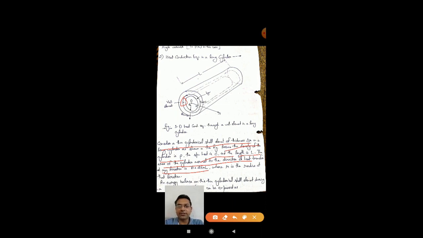Now students, as discussed earlier and stressed from my side also, heat transfer is always normal to the surface. So in this case the heat transfer will be as shown in the diagram. You can see that it is normal to the surface, and therefore the heat transfer area will be 2 pi r, the circumference, into length. So this is the total area from which heat is transferred.